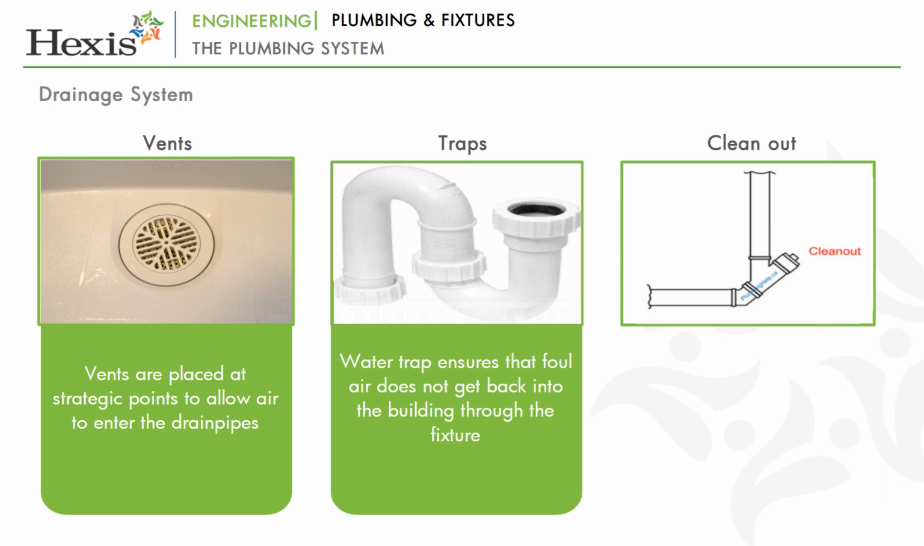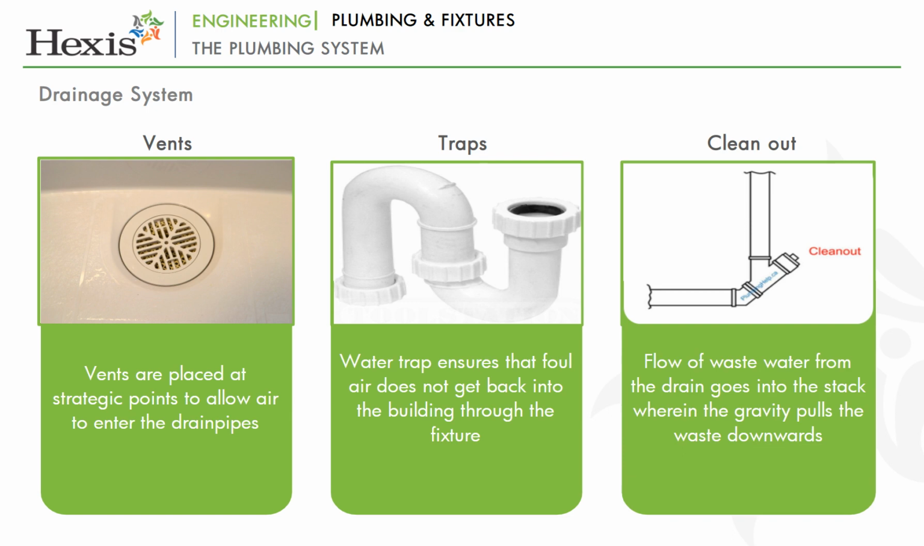Traps are vital components of the drainage system. They are under every sink or drainage point, including the urinals or WCs. It is the curved S or U-shaped section of pipe under a drain. Every fixture should have a trap. The outlet or drain of all fixtures is connected to a vertical pipe or stack. Flow of wastewater from the drain goes into the stack wherein gravity pulls the waste downwards.